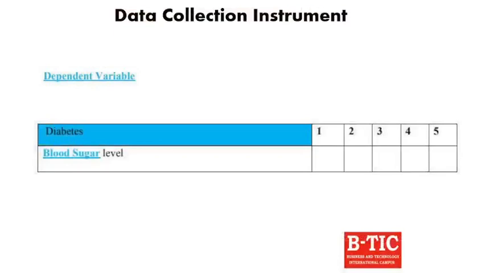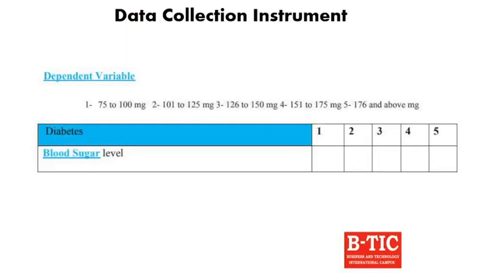The dependent variable is diabetes, and it is indicated by the glucose in blood, and that is measured by 75 to 100 mg, 101 to 125 mg, and so on. And your participants will pick one of those. So we have developed this data collection instrument based on the operationalization table we developed before.